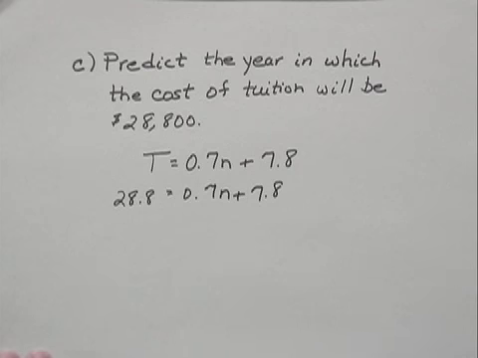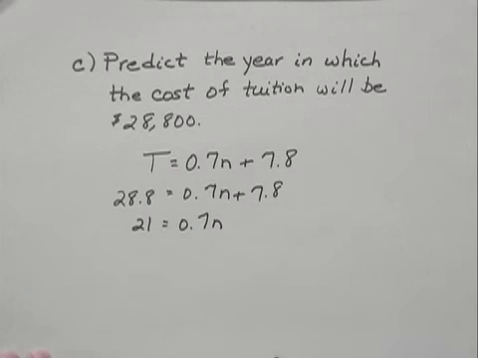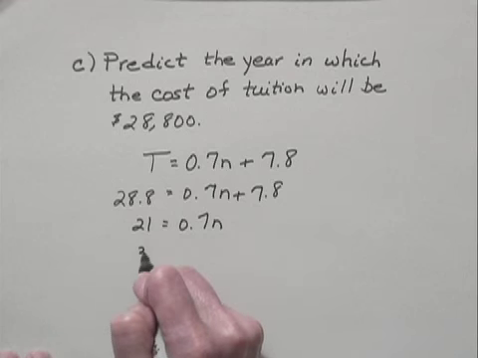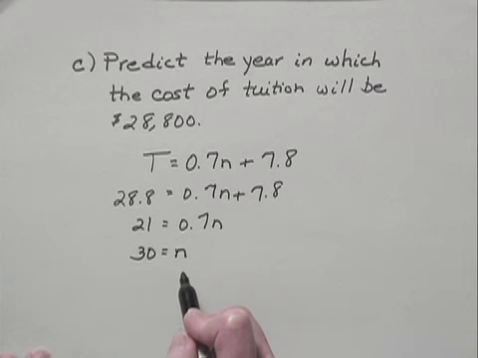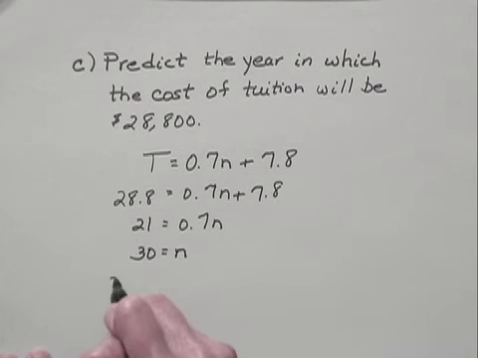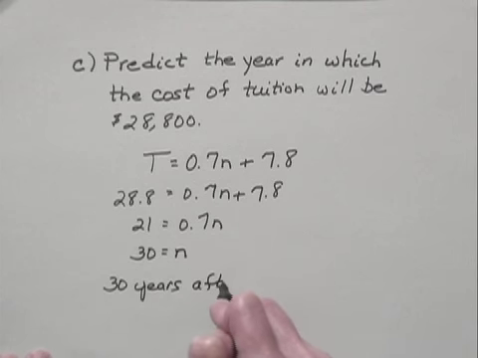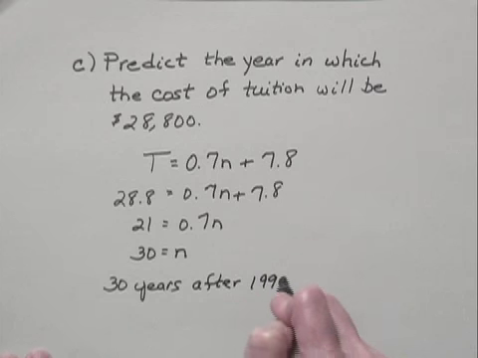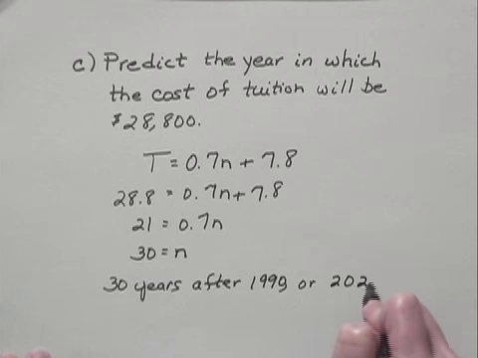Subtracting 7.8 on both sides of the equation gives me 21 equals 0.7n, and when I divide both sides by 0.7, I have 30 is equal to n. Now, n is the number of years after 1990, so we would predict that the tuition will be $28,800 30 years after 1990, or in the year 2020.